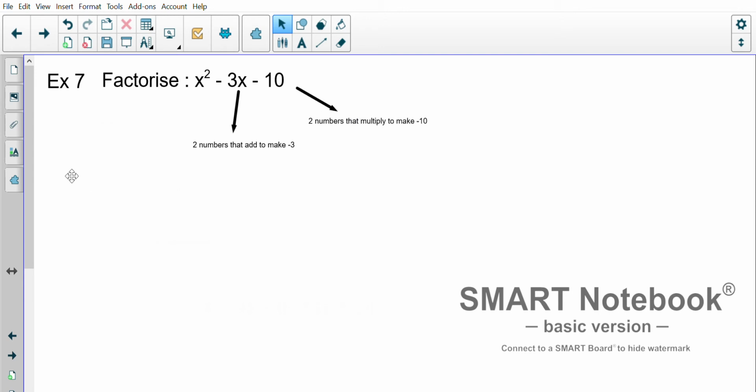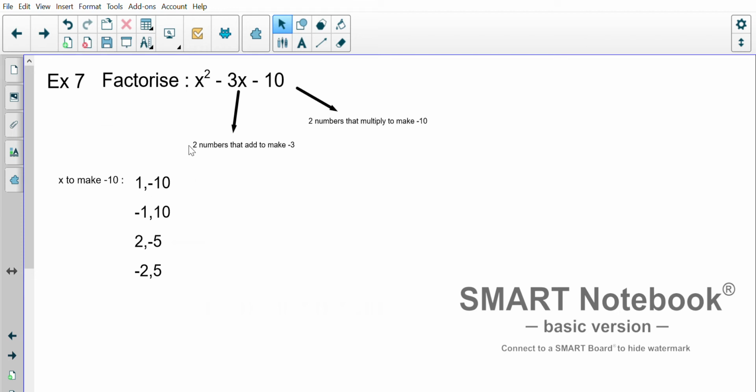So slightly different there because we've got a negative number at the end, but the idea is just the same. We've got a selection of pairs of numbers. Because it's a negative number, a positive times a negative gives you a negative number. So 1 and minus 10, minus 1 and 10, 2 times minus 5 gives you minus 10, and minus 2 times 5 gives you minus 10.